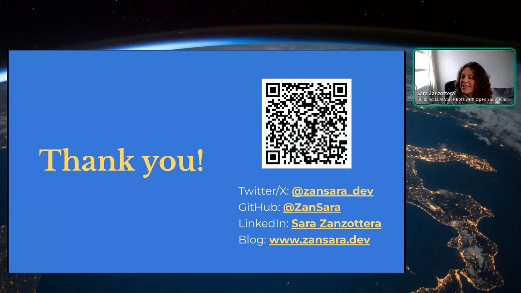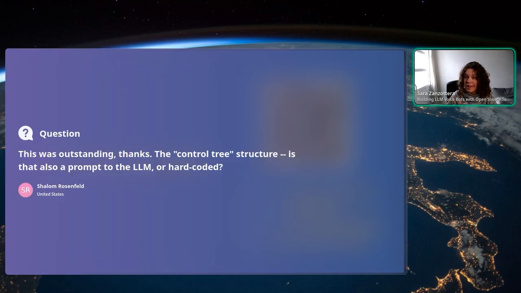Oh, interesting. Okay, so this question says, the control tree structure, is that also a prompt to the LLM or hard-coded? No, so the tree structure there is something that you build outside of the LLM. You will have a script outside that basically takes the LLM response, processes it, and then sends another query to the LLM. So in fact, the LLM is receiving two queries each time the user says something. First of all, what is the intent? And then it will also generate a response considering this system prompt. So no, the tree structure is outside of the LLM right now.